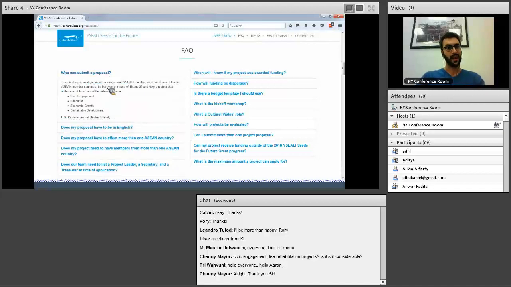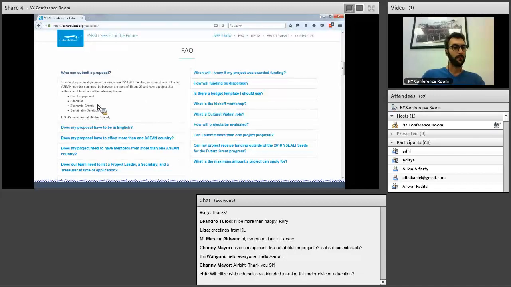So who can submit an application? To submit a proposal, you must be a registered YSEALI member, a citizen of one of the 10 ASEAN member countries, be between the ages of 18 and 35, and address one of the key YSEALI themes. U.S. citizens are not eligible to apply. Your project can touch upon more than one of the YSEALI themes. It can be a mesh between YSEALI themes, but make sure it touches upon or at least has some impact within one of these themes.